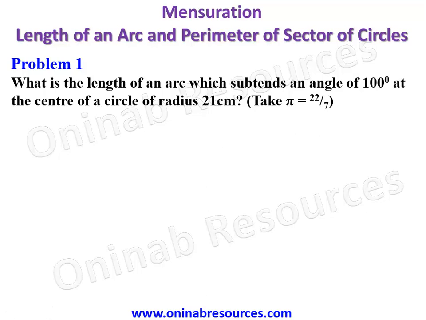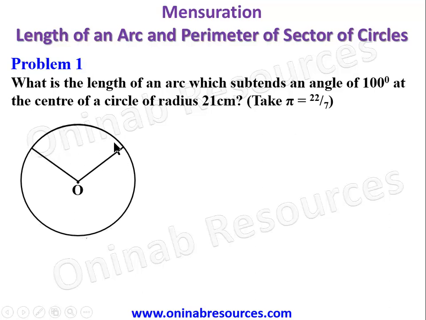To find the solution to this problem, we have the option of drawing the sector of the circle. So we start from the complete circle. This is the sector, subtends angle 100 degrees at the center, and the radius is 21 centimeters. So from the center to any part of the circumference is the radius. We have it as 21 centimeters. We are to calculate the length of this arc, the length of this minor arc.